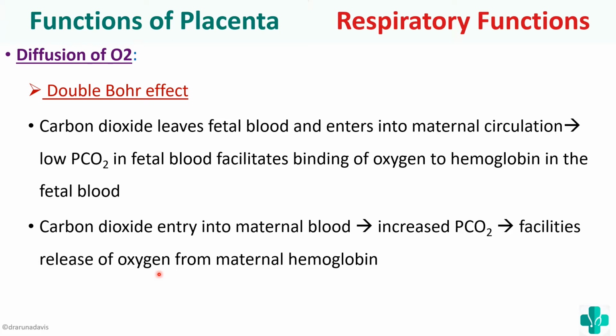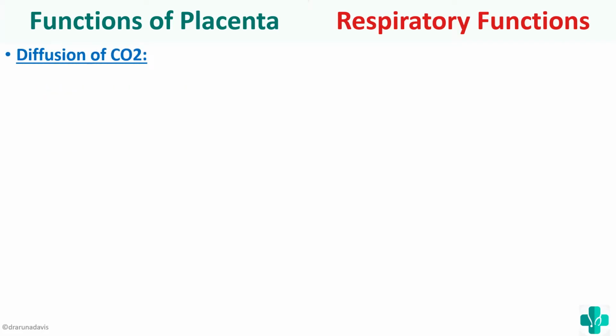So here you can see why it is called double Bohr. Because there is easier binding of oxygen to the fetal blood and easier release of oxygen from the maternal hemoglobin. So that is called double Bohr effect. Now we will see about the diffusion of carbon dioxide. How is the carbon dioxide transported?